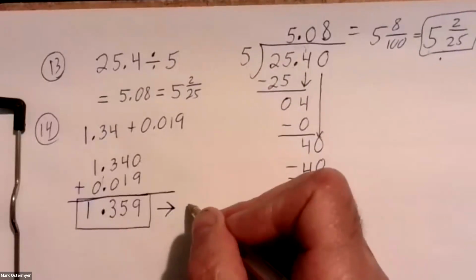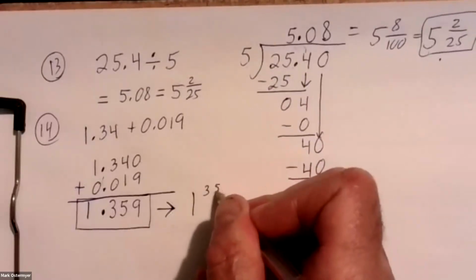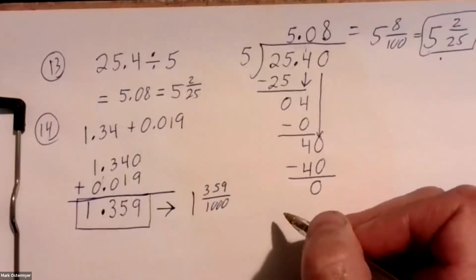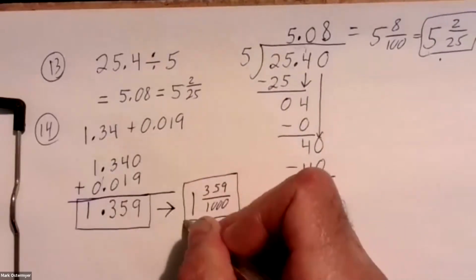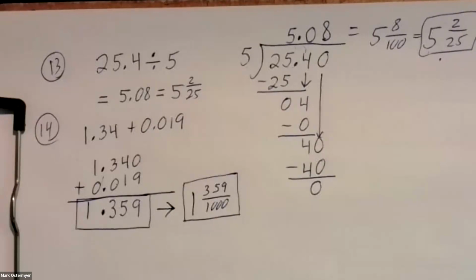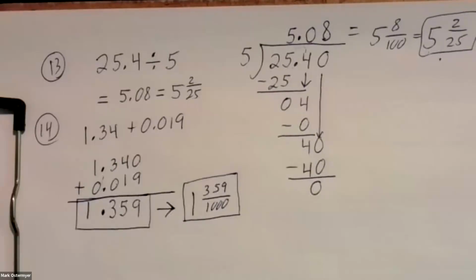Yes. There's your answer, 1.359. Or as a fraction, it would be 1 and 359 over what? 1,000? Yes. And this cannot be reduced. Just leave it like that. So we represented the answer two different ways, didn't we? Yes, we did. I'm still slow. I need to practice more. Okay. Got it. All right, so we got that there.